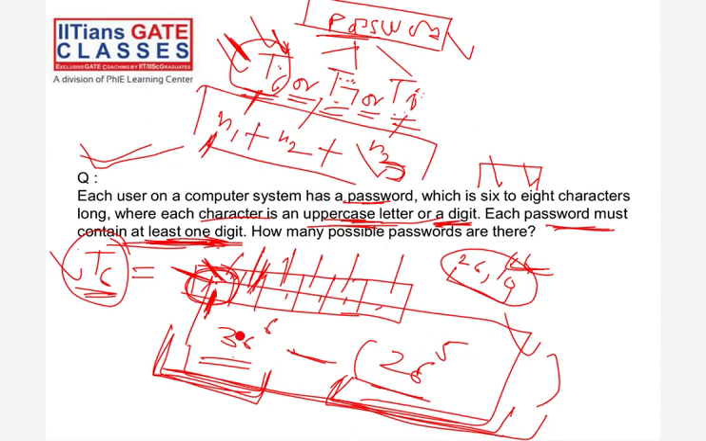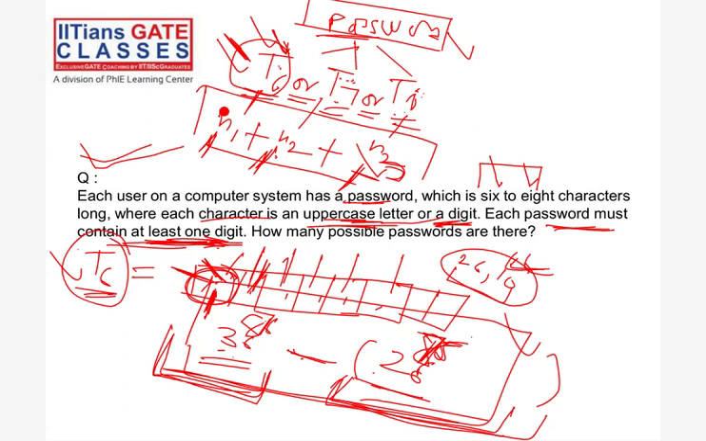So n1 is nothing but 36 power 6 minus 26 power 6. Now you can find n2 also, you can find n3 also. Just try it. n2 will be for the 7 length password we are looking for, so just make it 7. This will be n2. For n3, just make it 8, because n3 is creating an 8 length password.